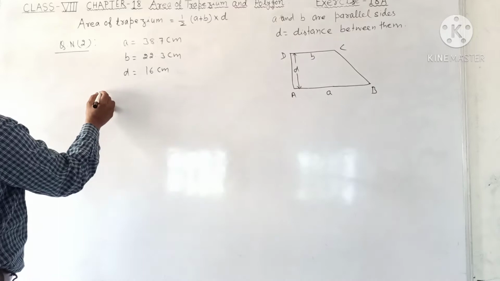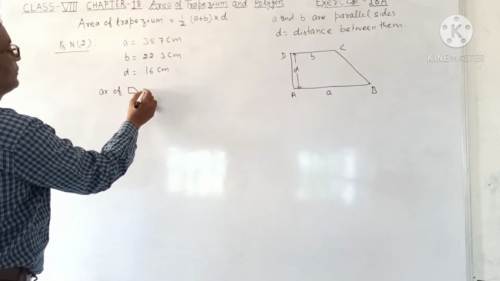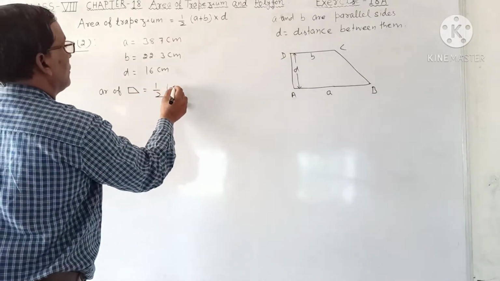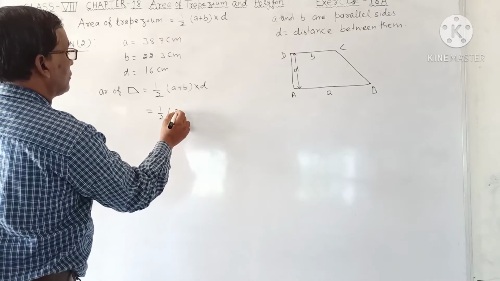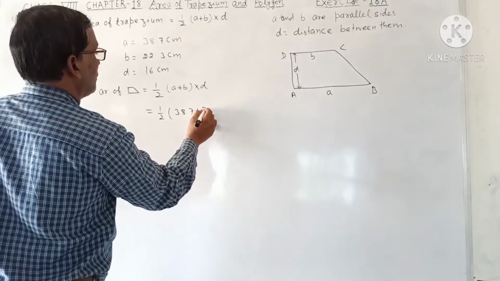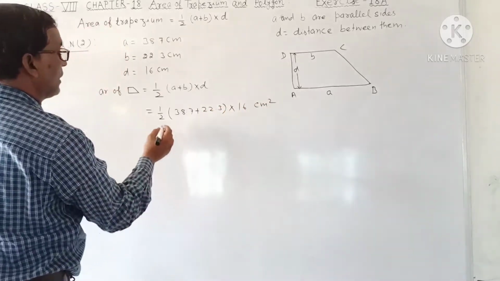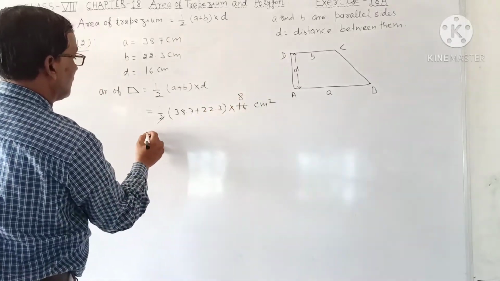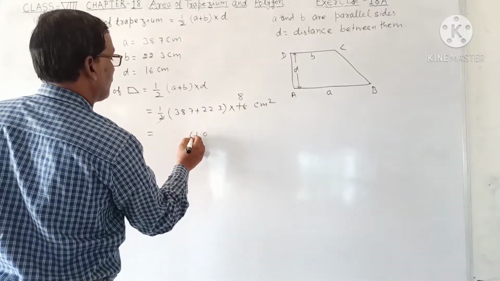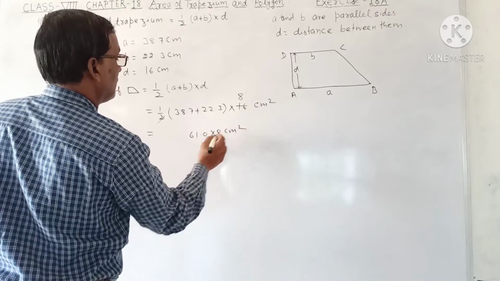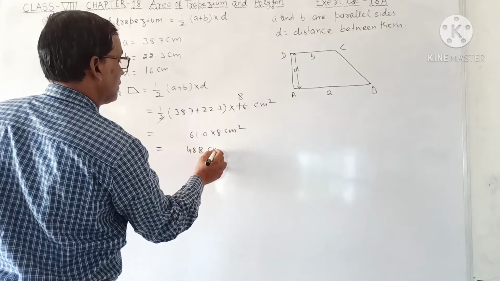By applying this formula, area of trapezium equal to half into (A plus B) into D, half into (38.7 plus 22.3) into 16 centimeter, and it will be equal to 61 into 8, which is 488 centimeter square. This is your answer.